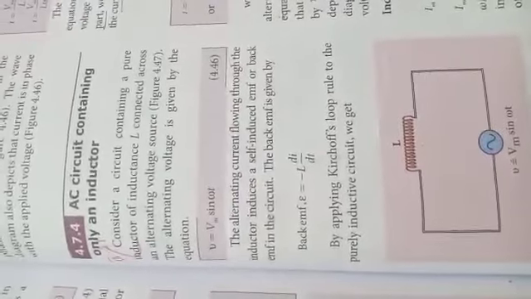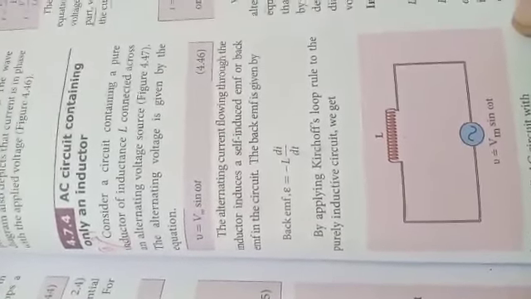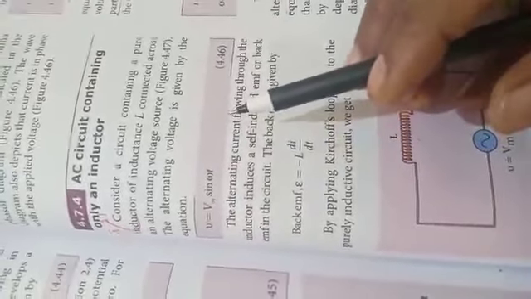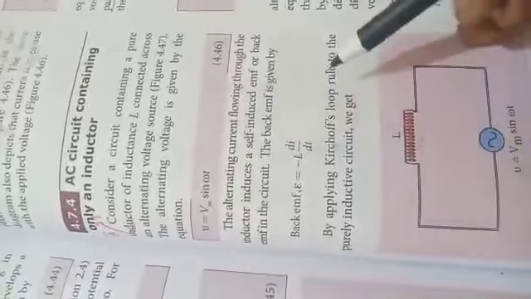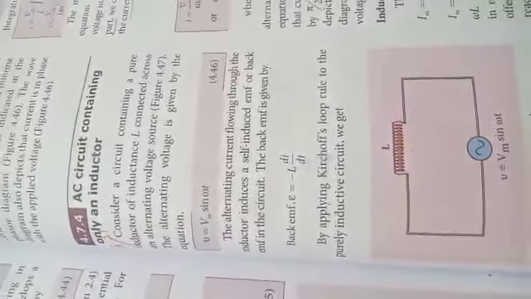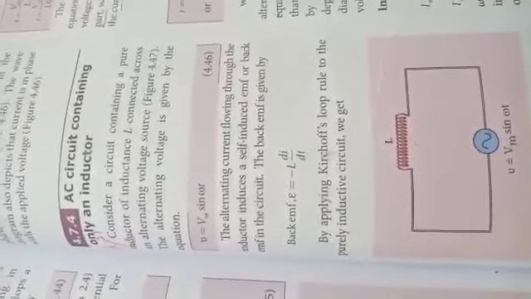Next, AC circuit containing only an inductor. An inductor is nothing but a coil. Here, consider an inductor of inductance L. It is connected to an alternating voltage source, V equal to Vm sin omega t. This is the applied voltage. Because of this voltage, the inductor induces a self-induced EMF, or back EMF.